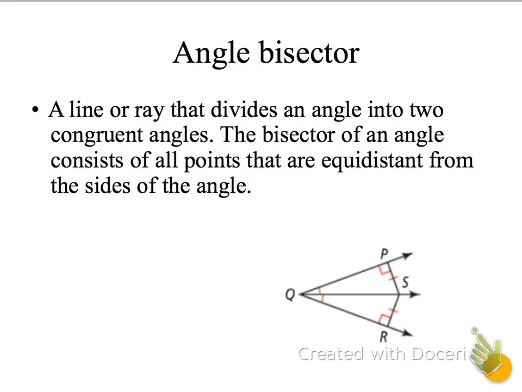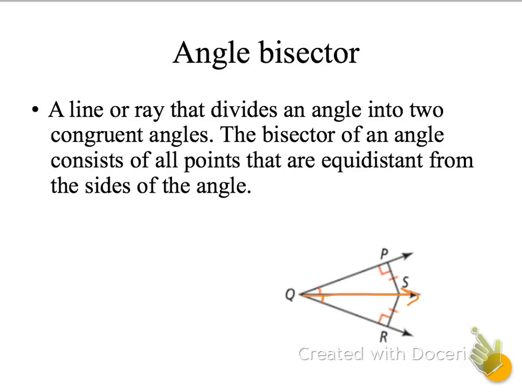The angle bisector. We know an angle bisector should go through the middle of an angle, and it creates these two smaller angles that are congruent to each other. So let's find out more about it. A line or a ray, and right now it's a ray because it has the arrow continuing off of it, that divides an angle into two congruent angles. So that's what I talked about. Those little lines mean they're two congruent angles.